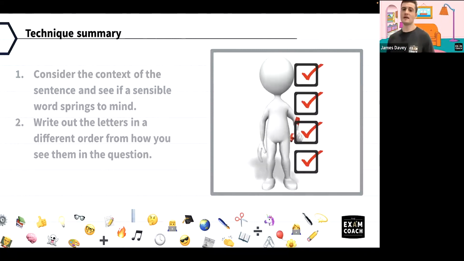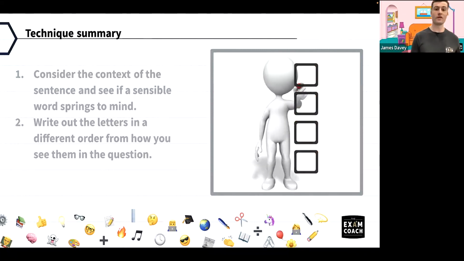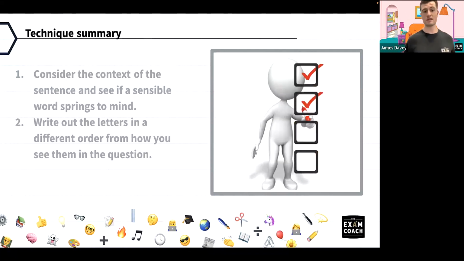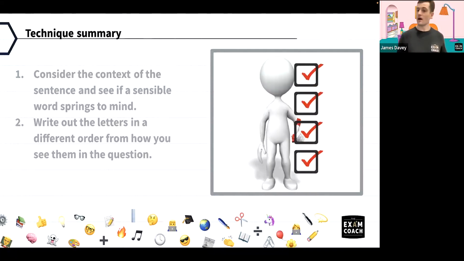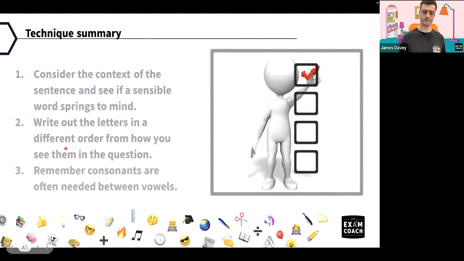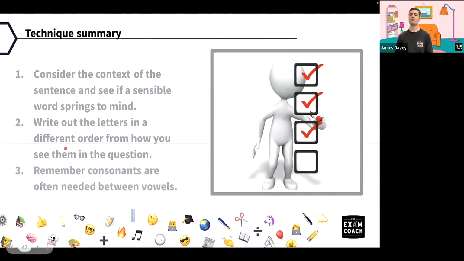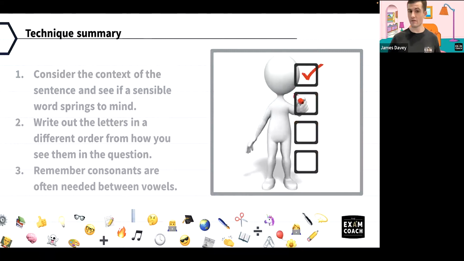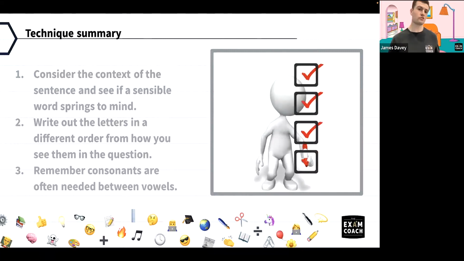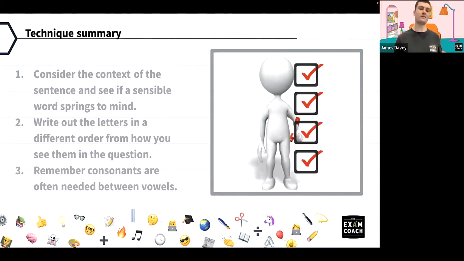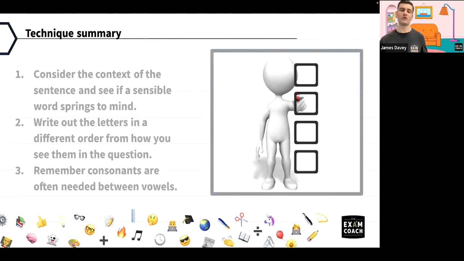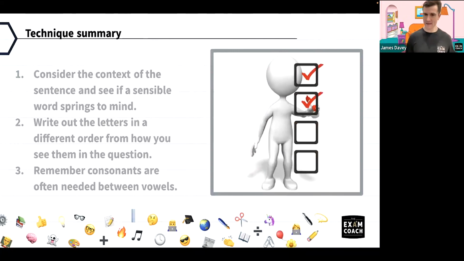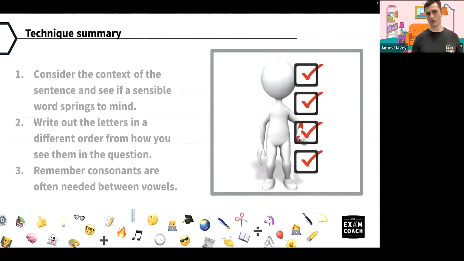answer. Okay, so there's 2 phases that we go through here: the context of the sentence, and then, yes, unjumbling the anagram and trying to find out the correct sequence. And then remember, consonants are often needed between vowels. So if you do get a really tricky one and you really can't figure out the word, remember, you should try and look at a consonant, then a vowel, then a consonant, then a vowel, okay? Because that's generally what words need in order to be formed.